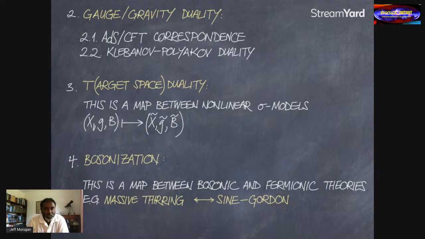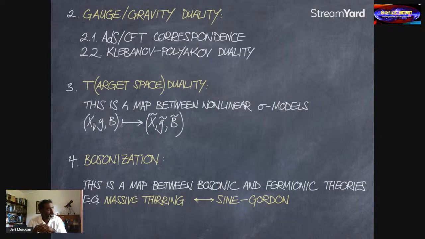A little more down to earth is the idea of T-duality, or target space duality. And this is a map, a mathematical construction between two nonlinear sigma models. And a sigma model is basically a theory of some set of fields, X, with the metric G, and a two-form field, something like a magnetic field, which we'll call B. And T-duality maps this theory, which is a collection of fields X, G, B, to a dual theory, X tilde, G tilde, and B tilde. Again, different theories completely mapped by this relationship that we call target space duality.